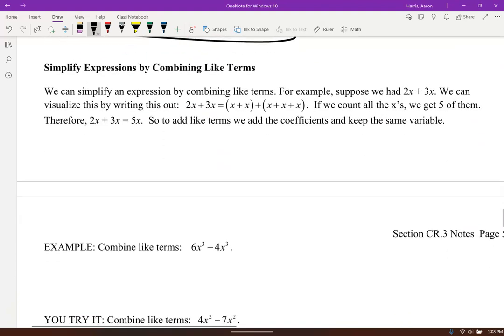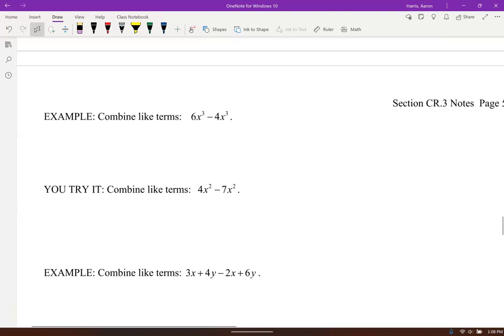All right, let's go ahead and simplify. Let's do the same thing here. Are these like terms? Yes, they are. They're both x's and they both are x cubed. So 6x cubed minus 4x cubed. It's like 6 bananas minus 4 bananas is 2 bananas. 2x cubed, right? Can you combine these? You bet. 4x squared minus 7x squared, negative 3x squared.